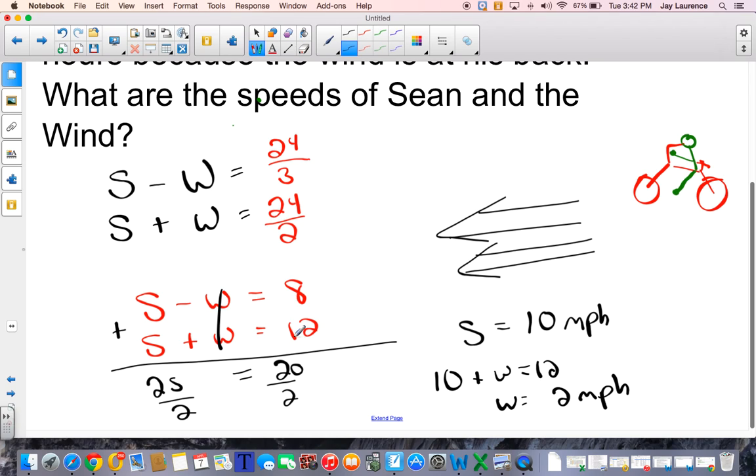When it's at his back, he's doing the work to go 10 miles per hour, but he's getting a little boost from the wind, so it's like he's doing the work for 12 miles per hour. That's why he perceives it to be an easier time. All right, let's try another one here.